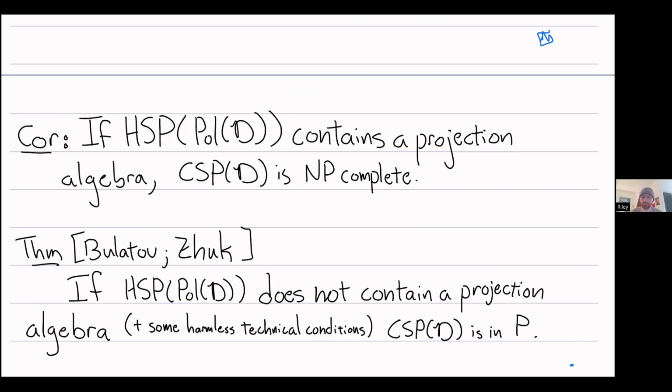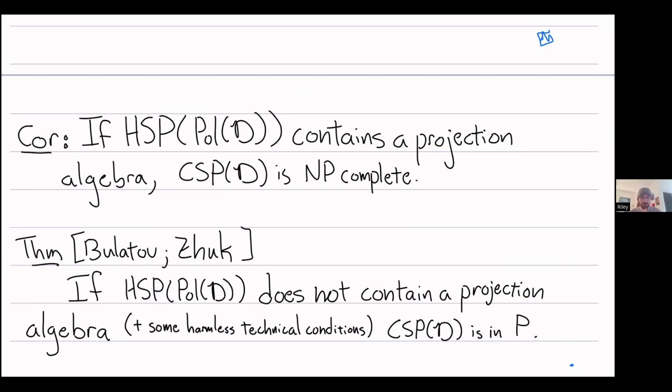is NP complete, right? If the variety generated by the algebra for D contains a projection algebra, that means that, for instance, 3-SAT, whose polymorphism algebra is just a projection algebra, can be interpreted in D. Everyone knows 3-SAT is NP complete, and so the CSP for D is also NP complete.